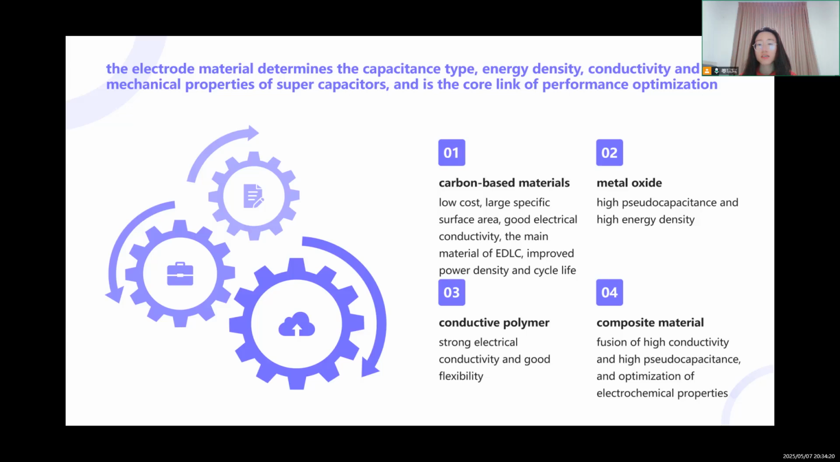The last is composite material: fusion of high conductivity and high pseudocapacitance, and optimization of electrochemical properties. Examples like graphene plus PANI and CNT plus manganese dioxide. But the synthesis complexity has increased.